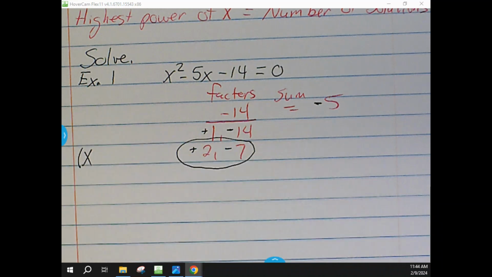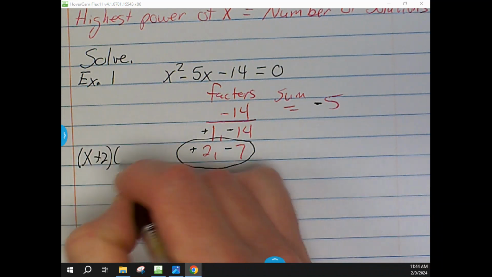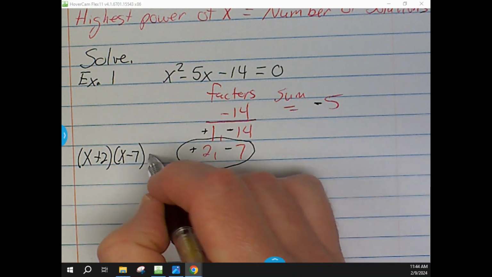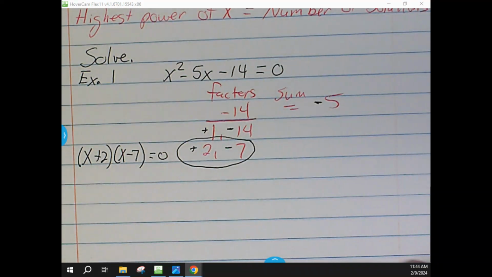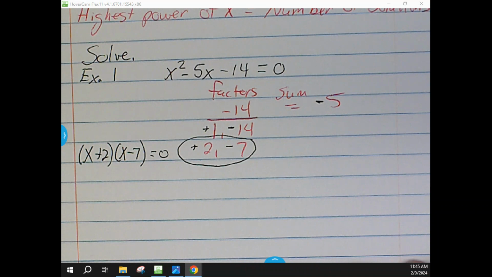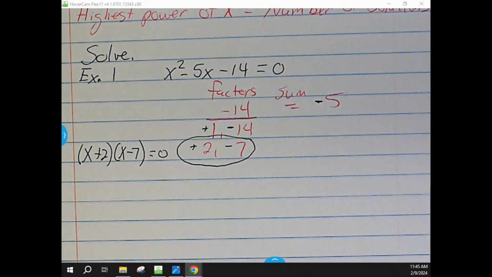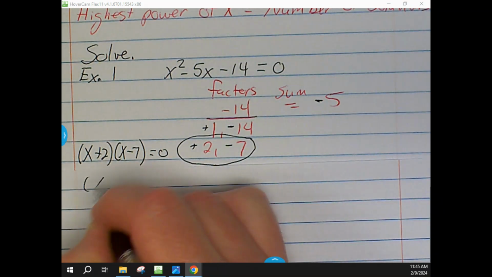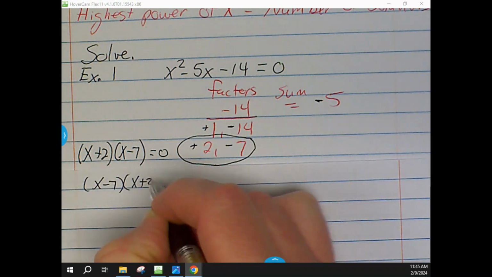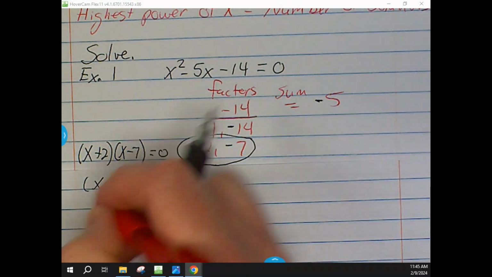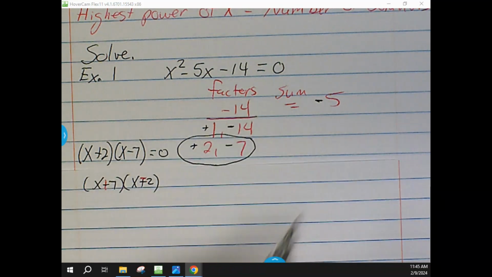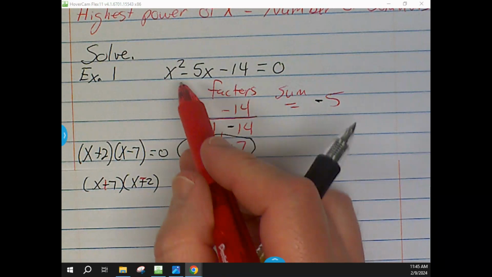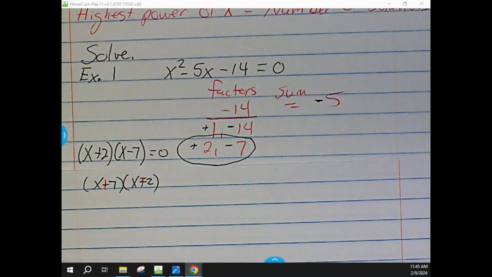All right, so that's x plus 2 and x minus 7 equal to 0. Question: will it still be right if the 7 was negative and the 2 was positive? No, you can switch the order up, but if you made this positive and that negative, then it would not be. Basically, the middle term would have to be the opposite sign. There has to be a plus in the middle for that to be the case.